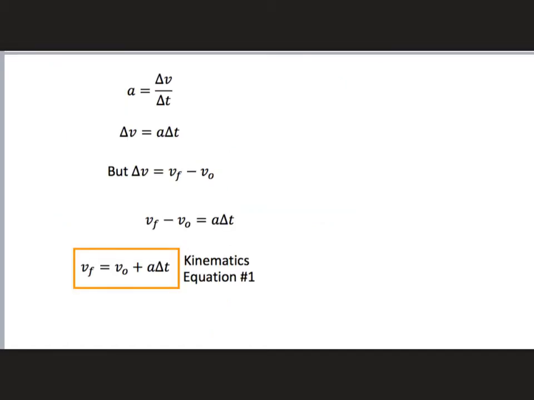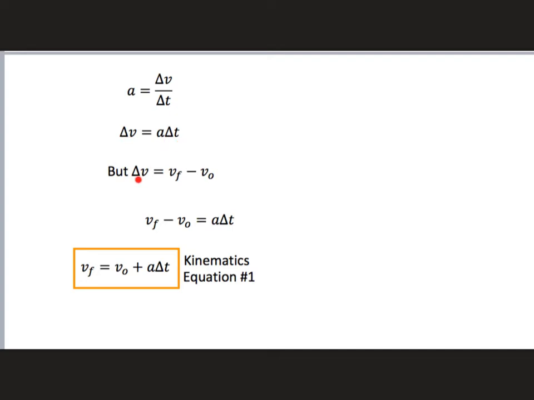So now we can do a little bit of algebra. We have a is equal to delta v over delta t. If we multiply both sides by delta t, then I'll have a delta t up here that cancels, and I'll have a delta t over here by this a, and I can rearrange this, and I'll end up with delta v is equal to a times delta t. I've just moved this delta t over next to the a, leaving a delta v by itself. Delta v is a delta t.